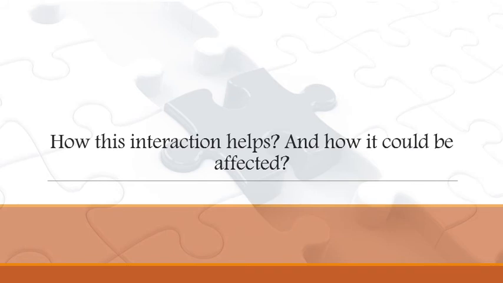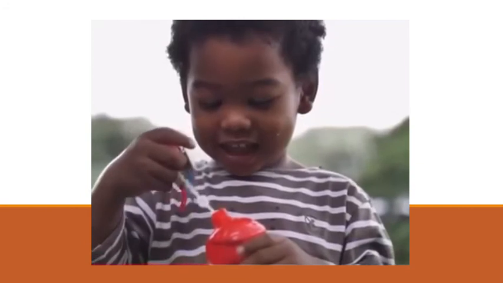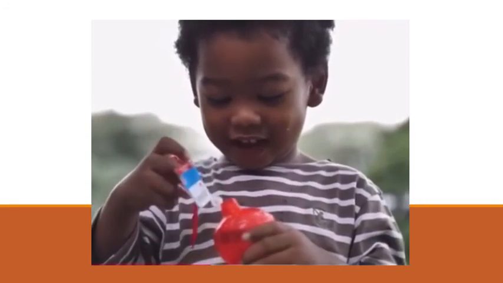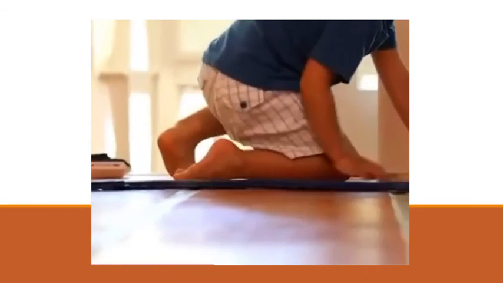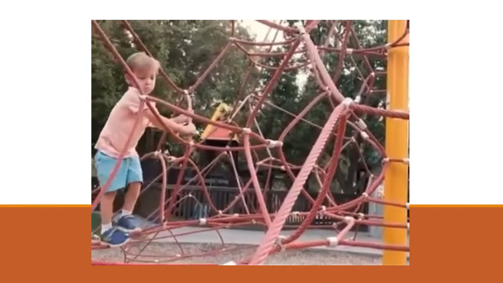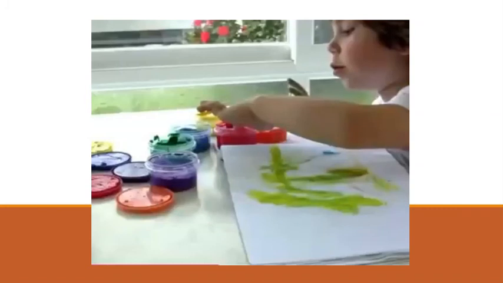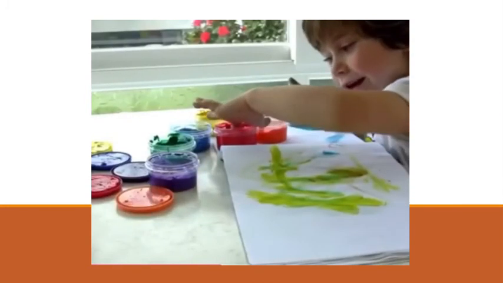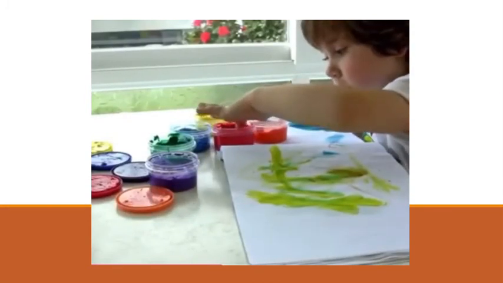How this interaction helps and how it could be affected. Children practice crossing midline by interacting with their environment. When they do normal play things like crawling, pushing cars along the ground, climbing on playground equipment or trees, finger painting, and playing games like Simon Says, they're practicing crossing the midline over and over again.